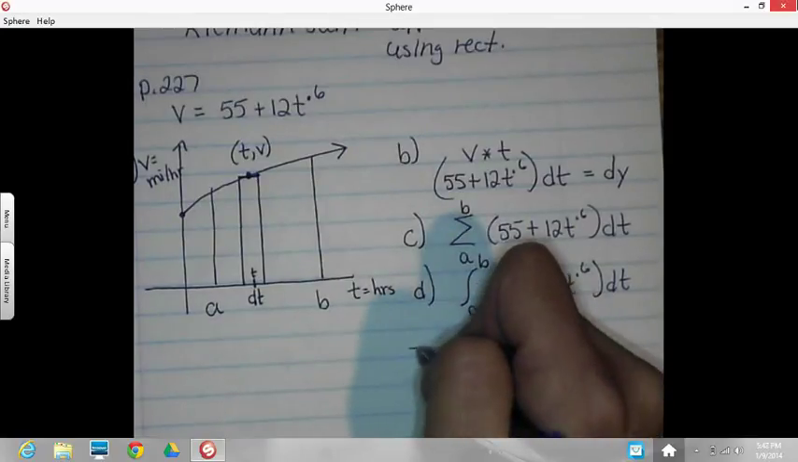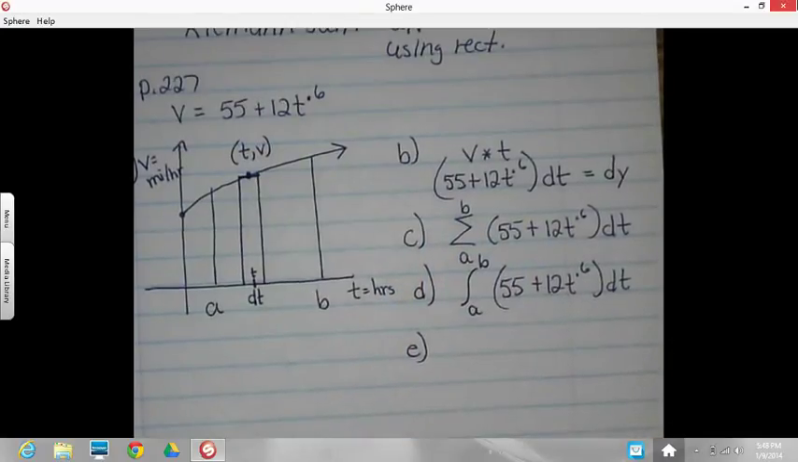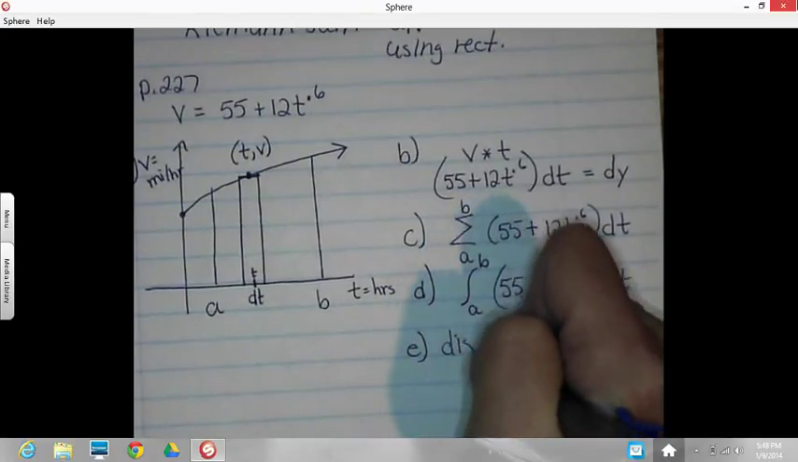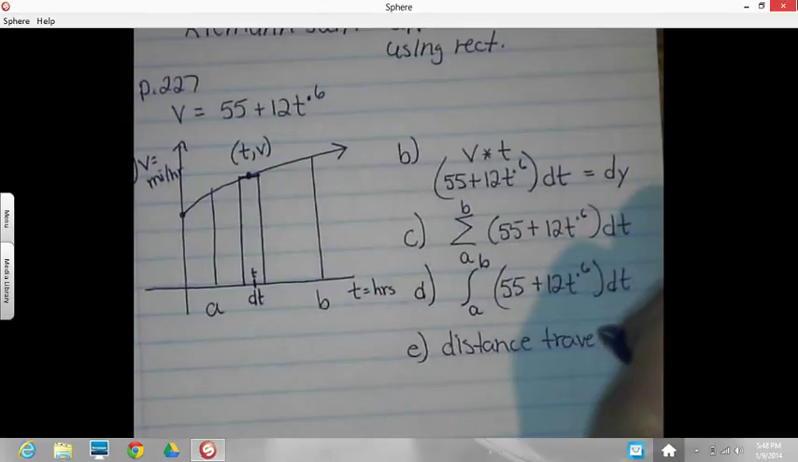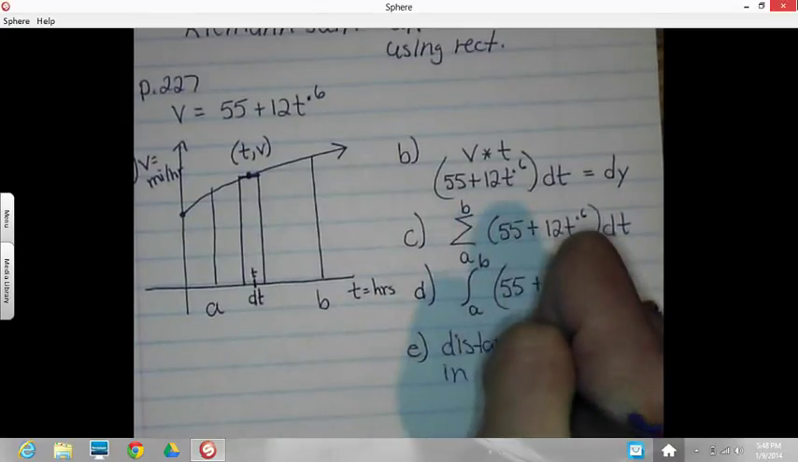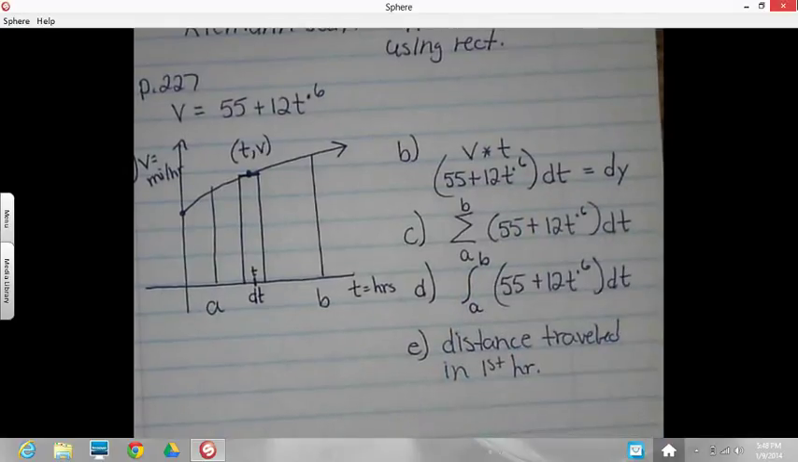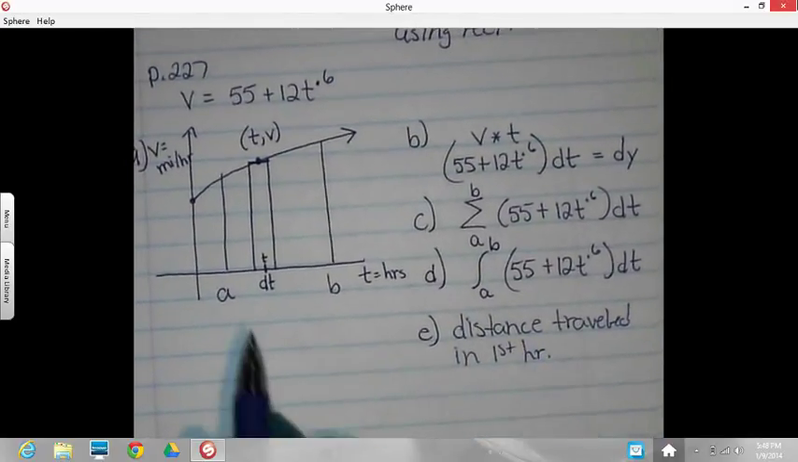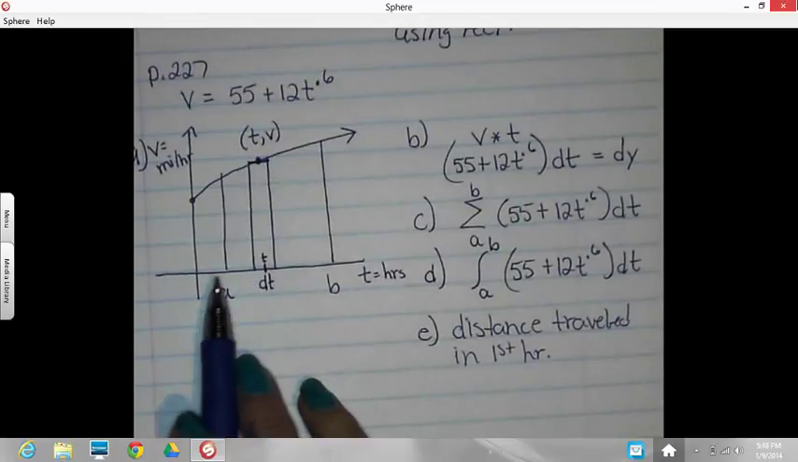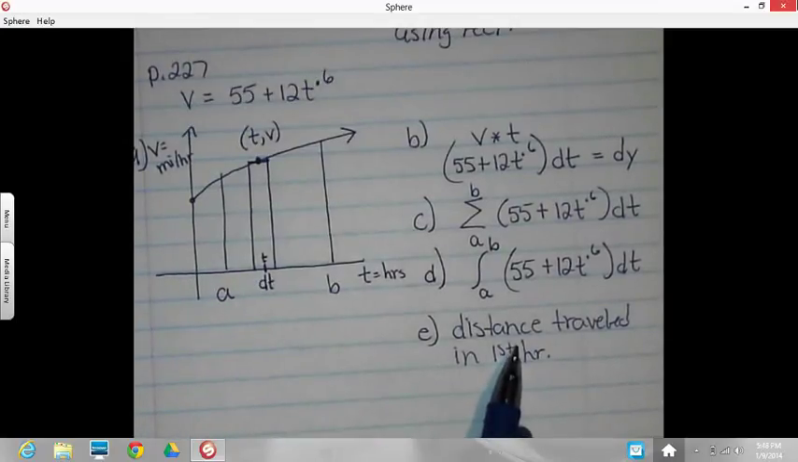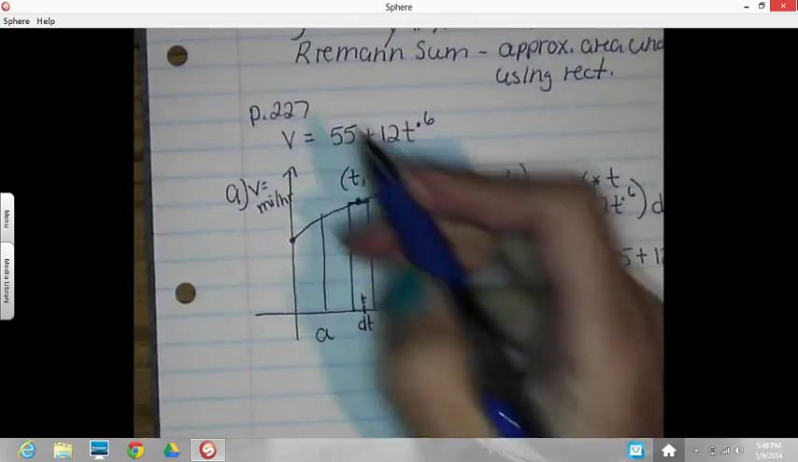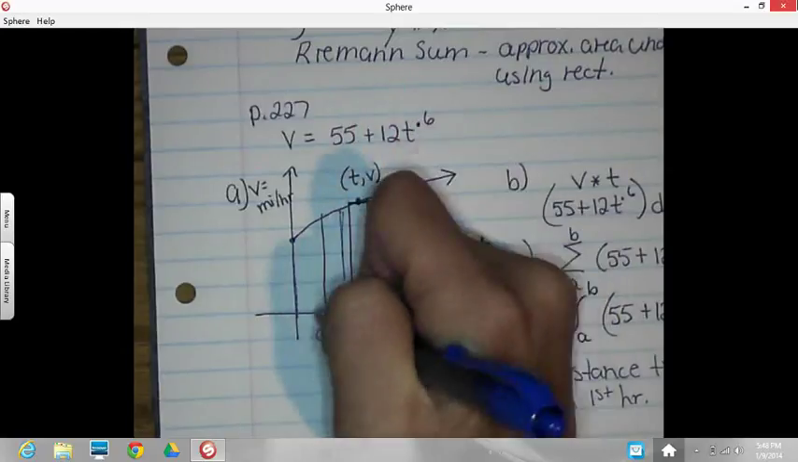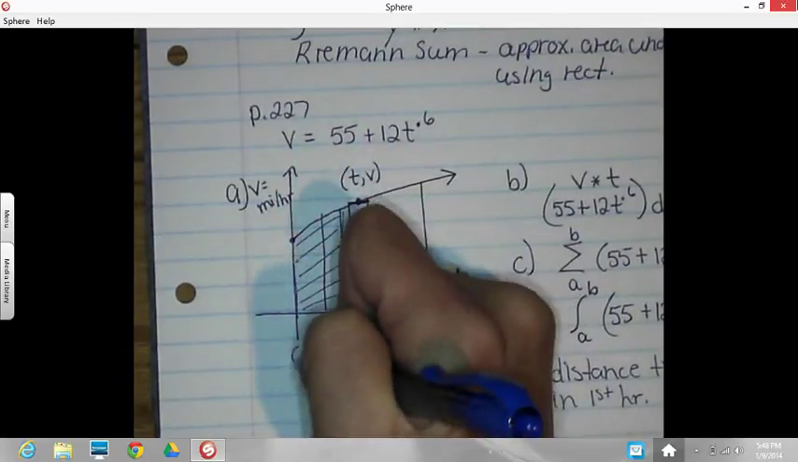Now part E says, how far did you travel in the first hour? So we want distance traveled in the first hour. Well, this is where you've got to interpret. What part of the graph is that in the first hour? Because I want the area of that section of the graph. The first hour would be from time 0 to time 1 hour, so at the beginning of the graph. So it would be from 0 to wherever 1 hits here. I want that area from 0 to 1.